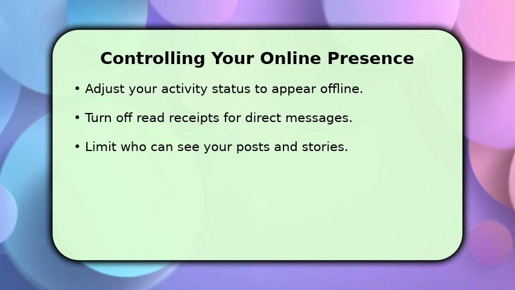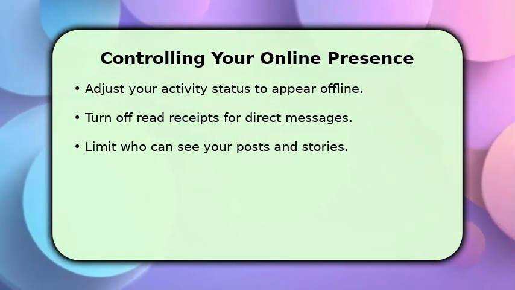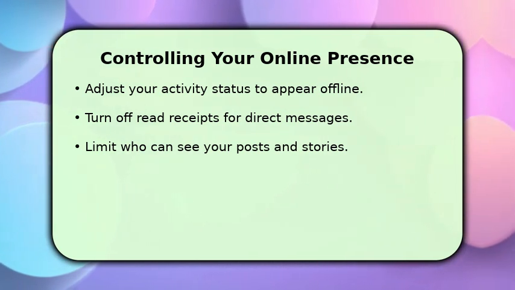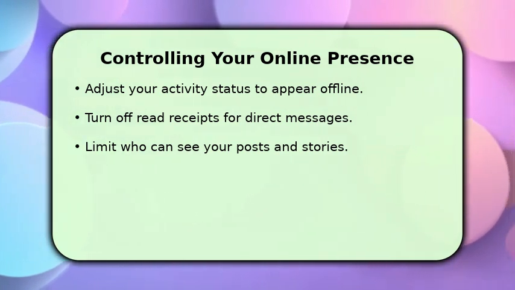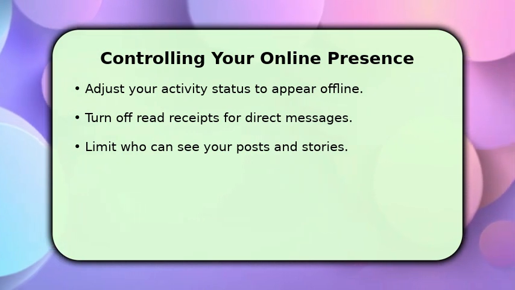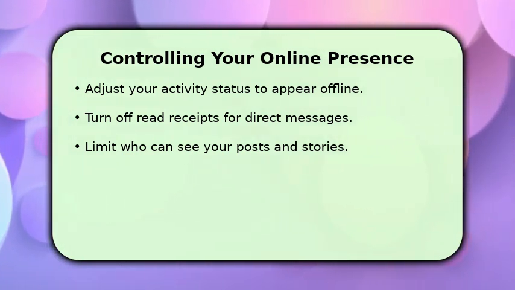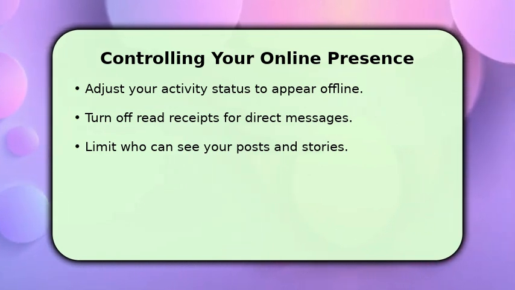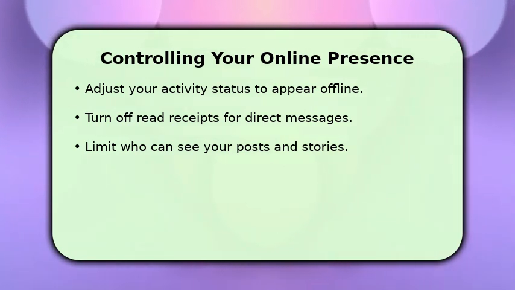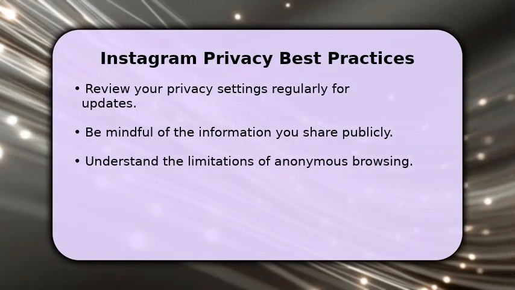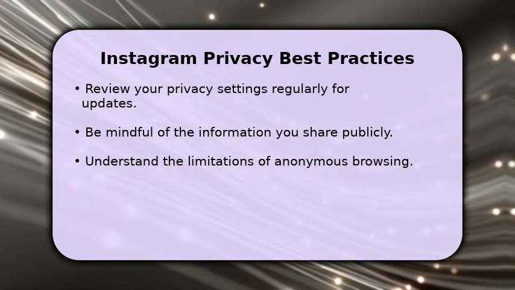You can manage your online presence by adjusting your activity status in settings, making you appear offline to others. Additionally, you can disable read receipts for direct messages, preventing others from knowing when you've seen their texts. Consider setting your account to private, which gives you control over who follows you and sees your content, enhancing your overall privacy. For optimal privacy, regularly review your Instagram settings to ensure they align with your preferences.